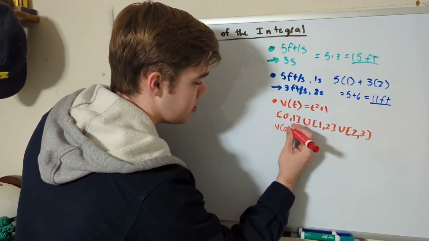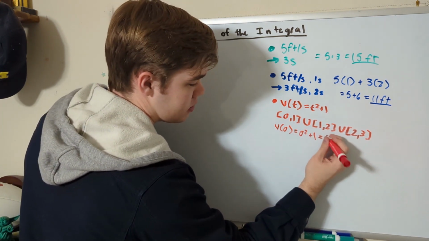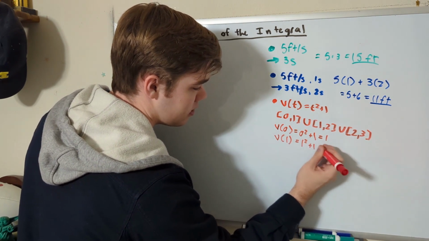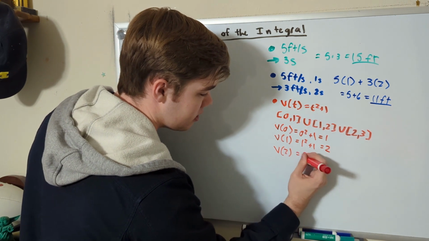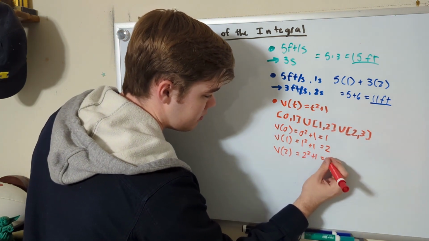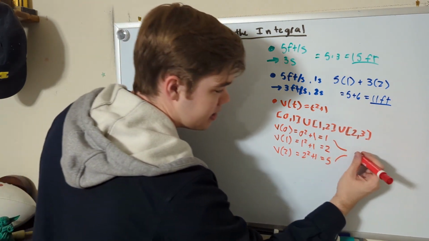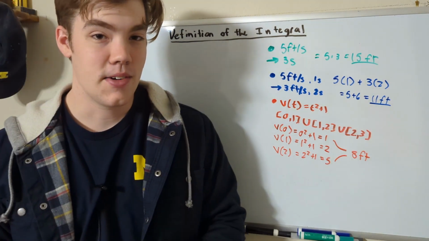At v of 0, it goes 0 squared plus 1, which is equal to 1. v of 1 is equal to 1 squared plus 1, which is equal to 2. And v of 2 is equal to 2 squared plus 1, which is equal to 5. Adding all these together, we get 1 plus 2 is 3, plus 5 is 8 feet. But I'll tell you now, that's not the right answer.